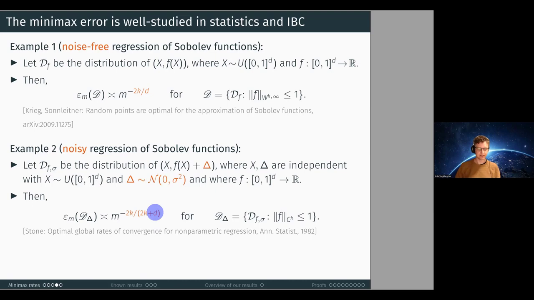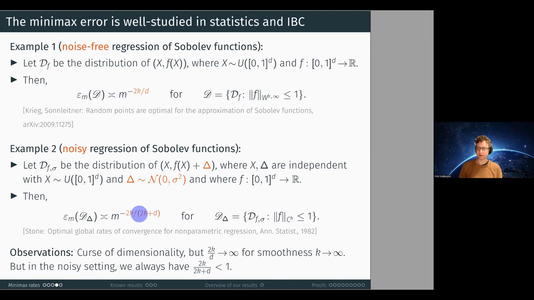And what you see already now is that this exponent is always bounded by one, no matter how high the smoothness is. And again, you're of course subject to the curse of dimension.